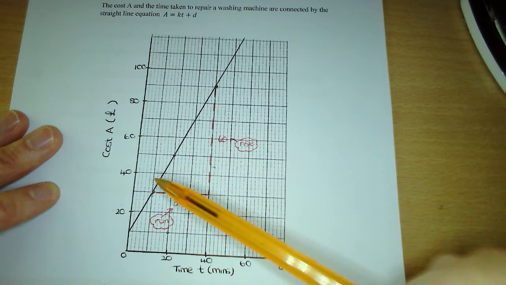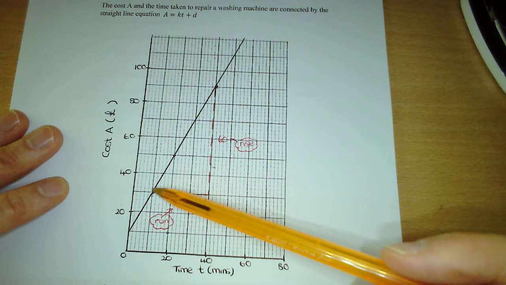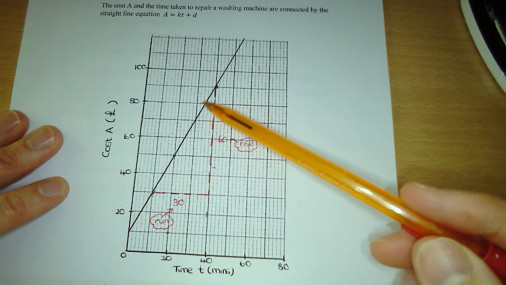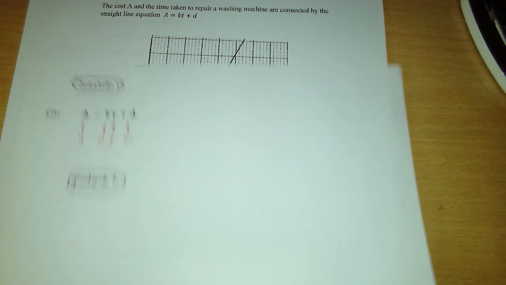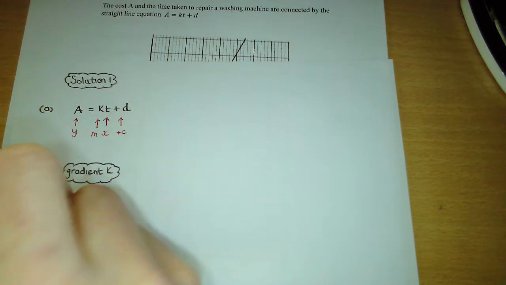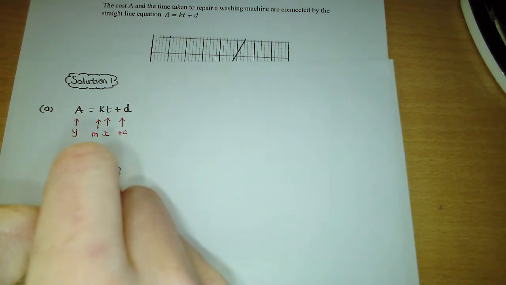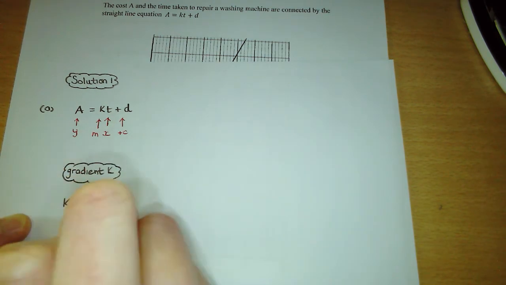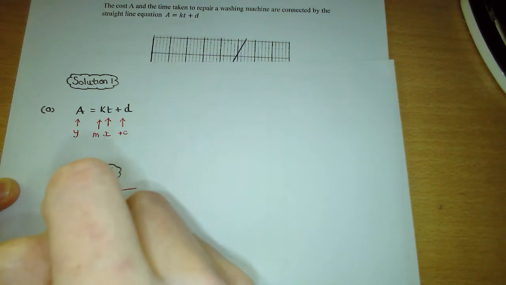Now, we're going to use here gradient equals plus rise over run, because the line slopes up, it's got a positive gradient. So, go back to the gradient k. Gradient k is equal to plus the rise over the run, again, that's because the line slopes up, so it's got a positive gradient.